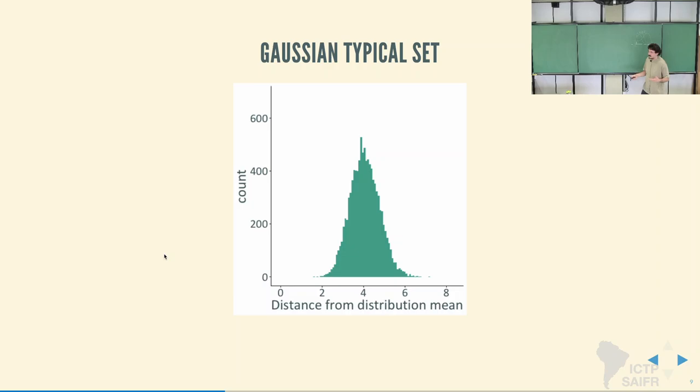Just another question, is this always the same for the same dimensions? For example, is two dimensions always a distribution centered on one? Oh, no, this is for normal distributions with unit variance. So if you change the variance, this is going to change the scale here. And if you change the position, the distance from the mean is going to be the same.